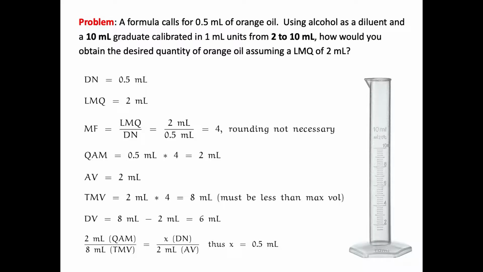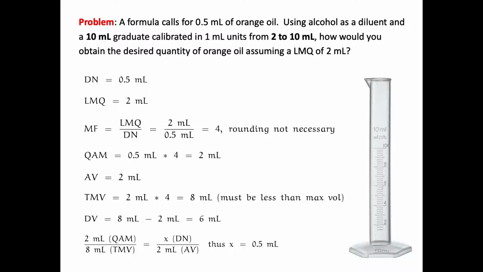Let's stop and set our aliquot volume. We want to set our aliquot volume equal to our least measurable quantity, so we're going to say that's 2 milliliters. Therefore, the total mixture volume will need to be the aliquot volume of 2 milliliters times the same multiplication factor of 4. So 2 times 4 is 8 milliliters. When we have both the orange oil and the alcohol mixed together, the total mixture will be 8 milliliters in volume. So the question is, how much diluent volume, how much alcohol, do we need? Let's take that total mixture volume of 8 milliliters and subtract the quantity to actually measure of 2 milliliters. So 8 minus 2 is 6 milliliters. That's the diluent volume, the volume of the alcohol. So what we're going to mix is 2 milliliters of orange oil with 6 milliliters of the alcohol.